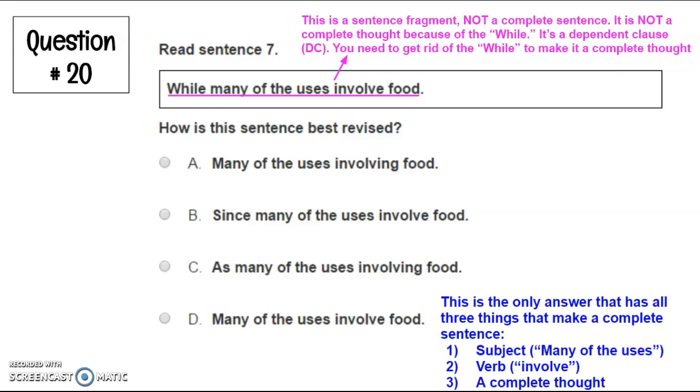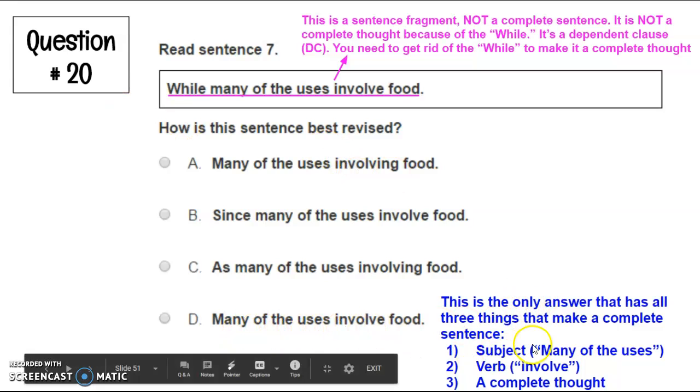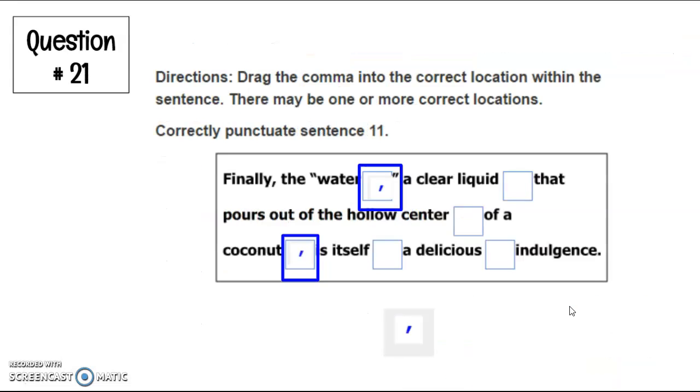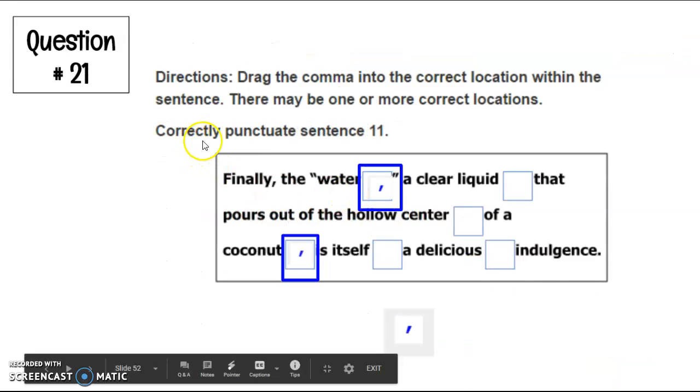So D is the correct answer because it's the only answer that has all three things that make a complete sentence. It has a subject, many of the uses, it has a verb, involve, and it's a complete thought. Many of the uses involve food. All right, question number 21. Correctly punctuate sentence 11.